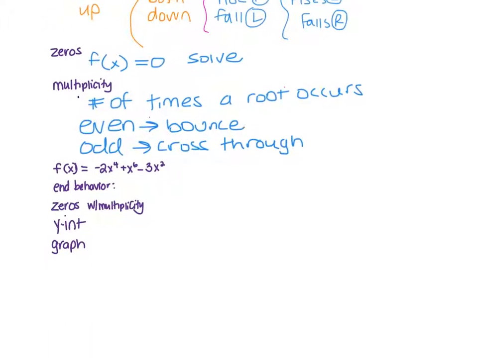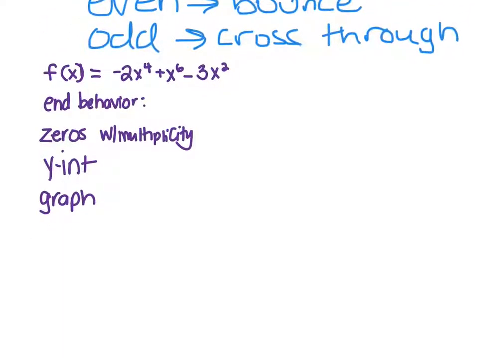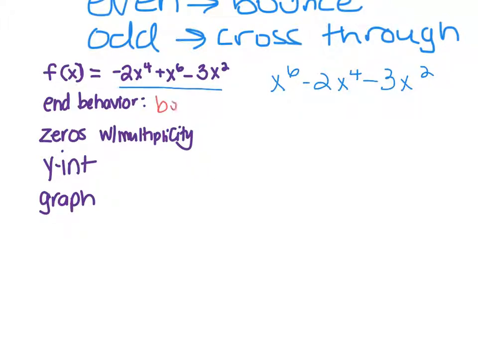Okay, so now I'm going to work through the example that's on the bottom. It says f of x equals negative 2x to the 4th plus x to the 6th minus 3x squared. So I want to figure out the end behavior, and to do that I have to put this in decreasing degree order. So x to the 6th minus 2x to the 4th minus 3x squared. The highest exponent is even, and the coefficient on it is positive, so both of these arrows are going to be pointing up.